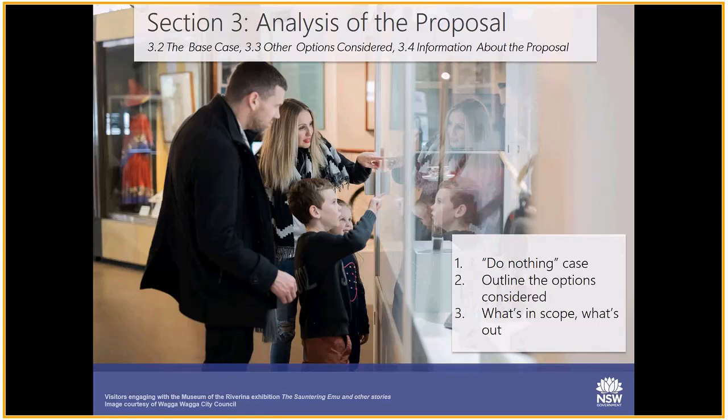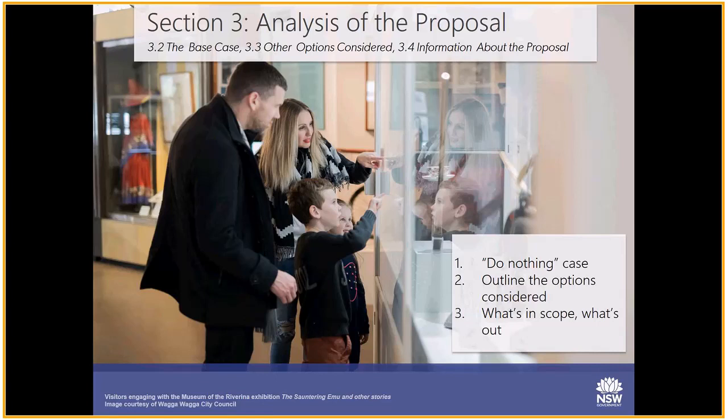In section 3.2, you should describe the base case or the do-nothing case. This will be the baseline for assessing the merits of your project against alternatives. In section 3.3, you need to describe alternative ways of achieving the same objectives. For example, alternative locations, higher or lower quality options, or different timeframes. The purpose of this section is to assure assessors that your project is the best way to achieve your objectives and you've thoroughly considered all options.